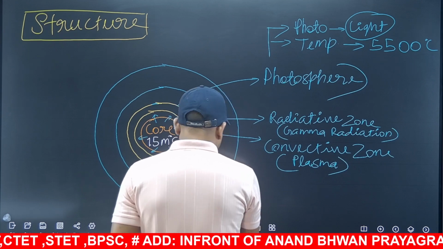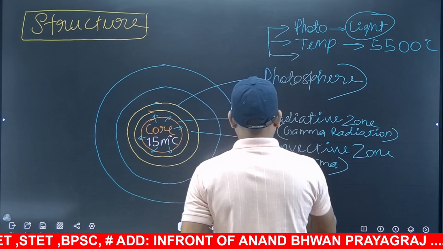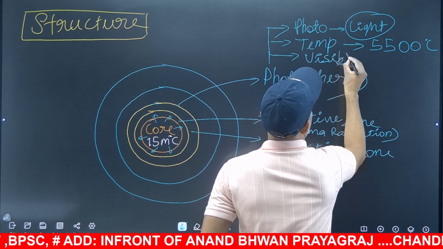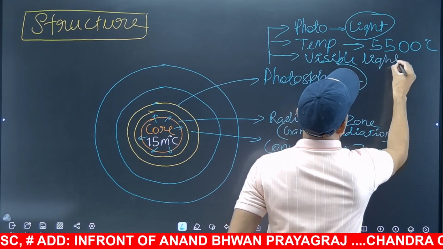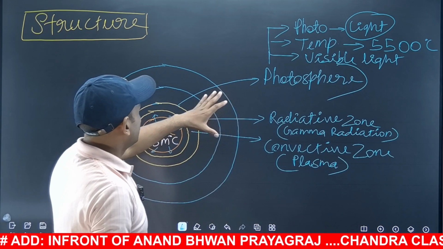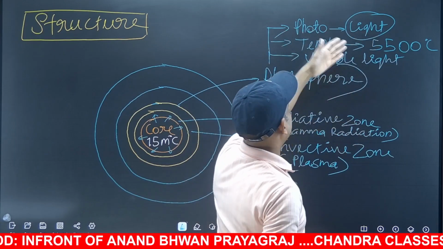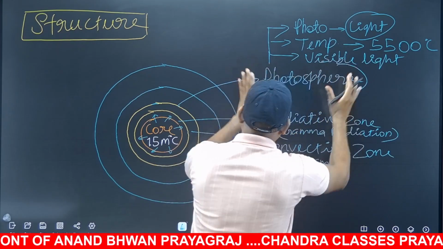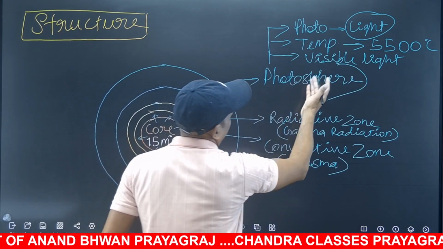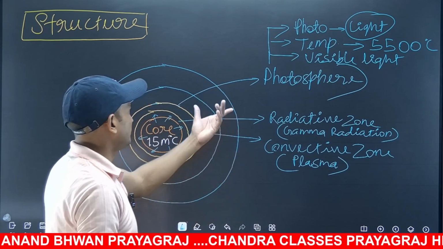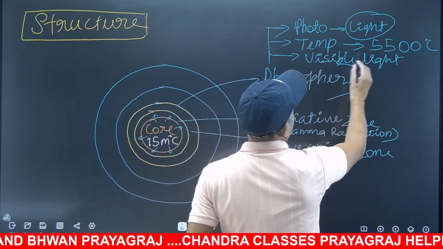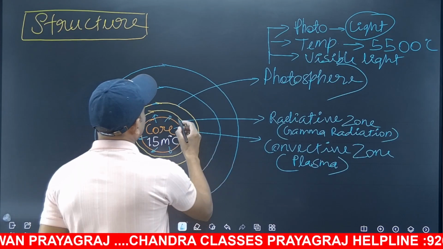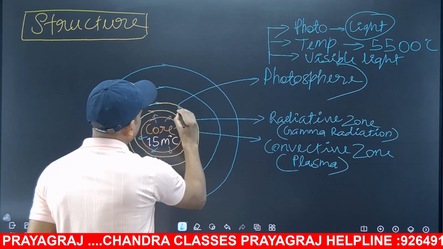Now this is the source of visible light. This photosphere is the source of visible light in the solar system. Since we see that photo equates to light, and this photosphere is the visible outermost surface of the sun, it is the source of visible light in the solar system. Nothing to be bothered about that. It's easy. And temperature 5500 degrees Celsius. So these are some basic aspects related to the photosphere, the outermost visible surface of the sun.